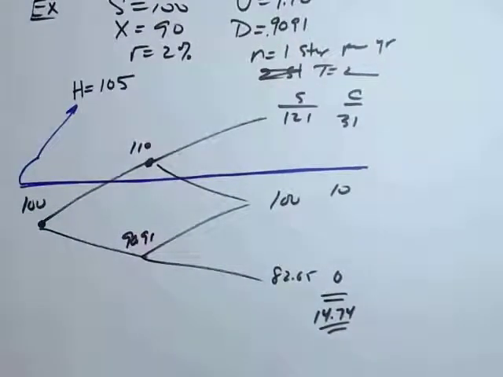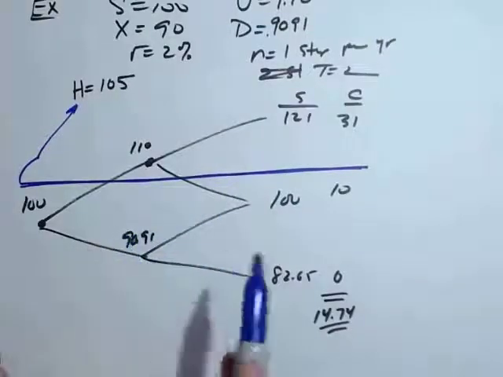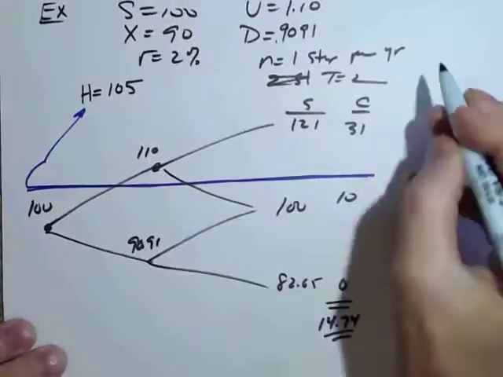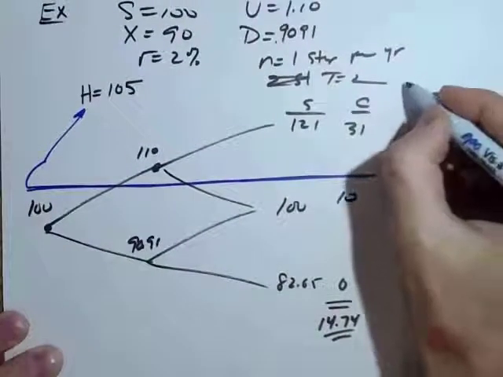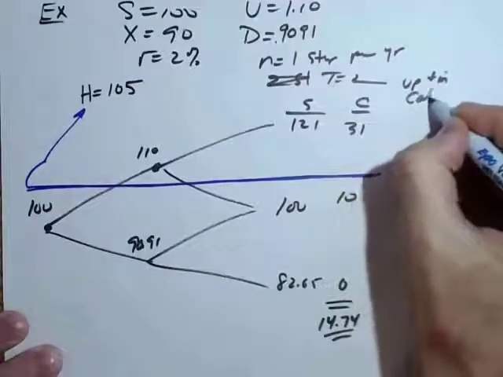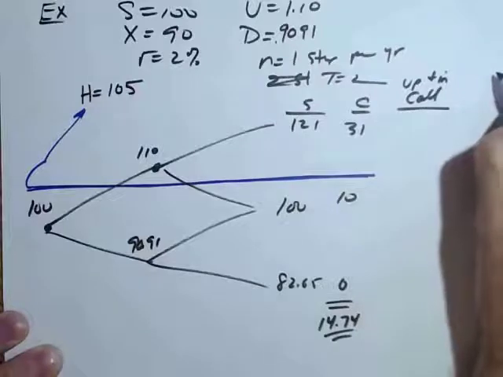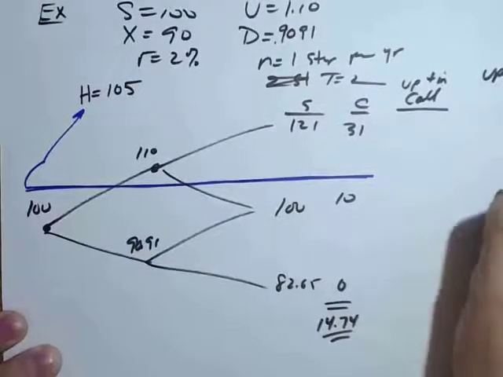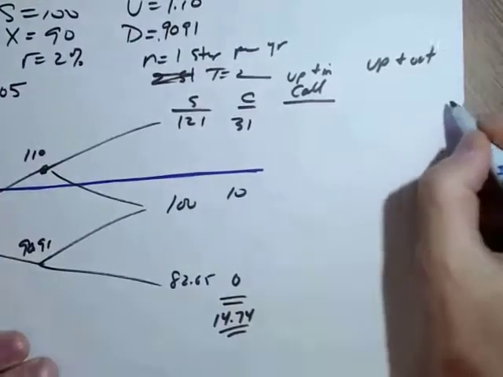Now what's going to happen is we are going to value an up and in call, and then the up and out call. So this will be the up and in call, and then I'm going to do the up and out call.